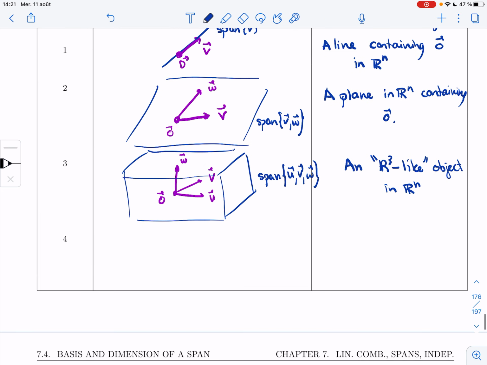All right, I can't even start drawing this one, but this would be an R4-like object in Rn, and so on. So the dimension tells you which of the Rn's it looks like. Is it a line? Is it a plane? Is it a 3-space?